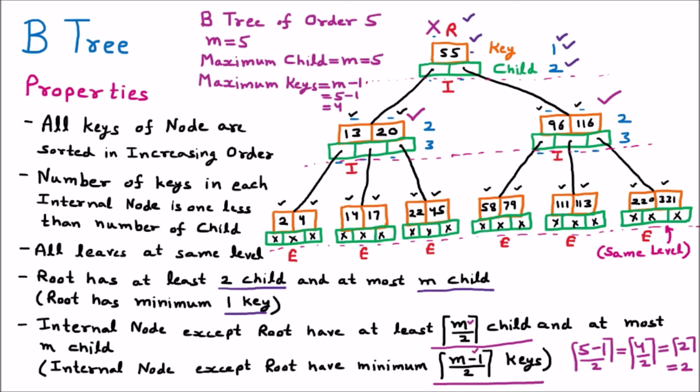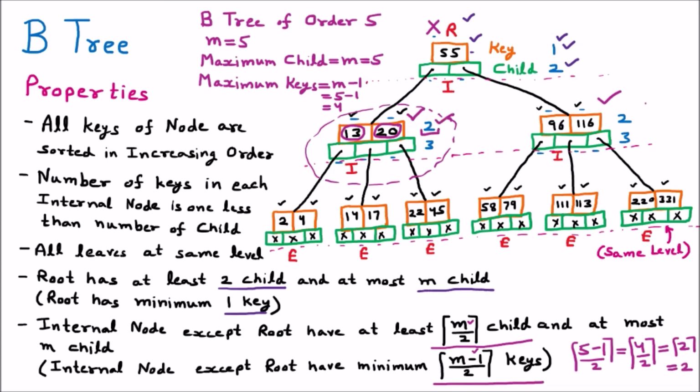Now we are going to check this property on the internal nodes. First, we check the first internal node, which is not the root. Here we are saying that an internal node except the root has a minimum of (m minus 1) by 2 keys, meaning a minimum of 2 keys should be there. So check how many keys there are. This is one key and this is another key. 2 keys are there. So it is successfully followed.